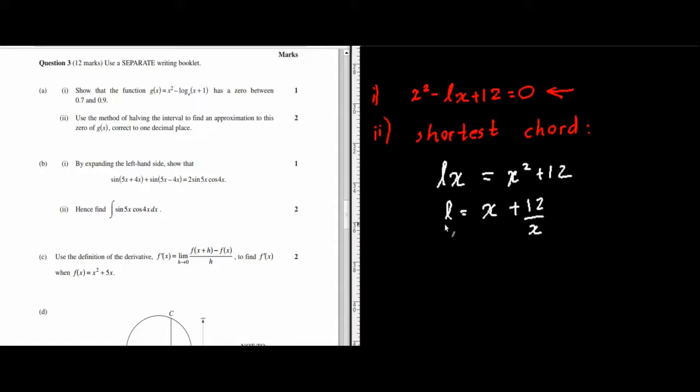Now what I need to find is the minimum L. The minimum L is what they're asking you for. So now I simply differentiate dL with respect to dx. I will end up getting 1. When I differentiate that, remember that's x to the power of 1 minus 1. Don't try to use the quotient rule because the top is just a constant. Just think of this as 12 times x to the power of minus 1. So I end up getting minus 12 on x squared, and I set this equal to 0 for stationary points.